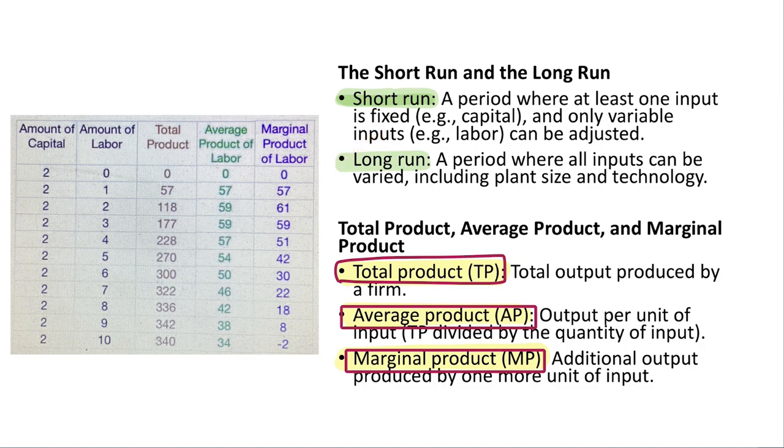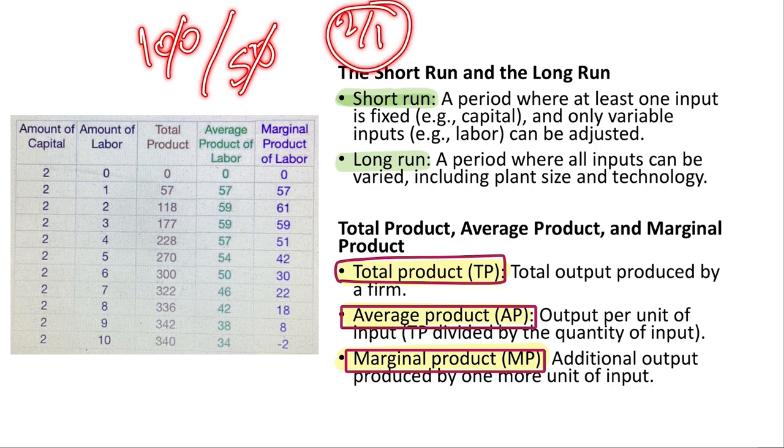Now some important definitions. Total product is the total output produced by the firm. Then average product is output per unit of the input. See, if you are producing output of 100 rupees and you have incurred input cost of around 50 rupees, right? So average product is the output per unit of input. Output 100 and input 50 rupees, say, so 2 by 1, right? So that is the average product of the production process.